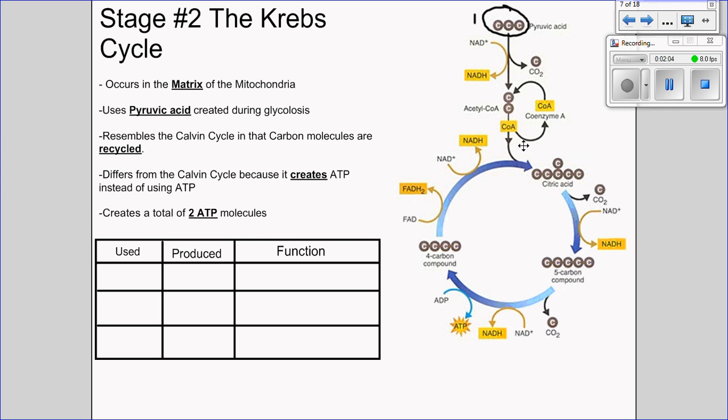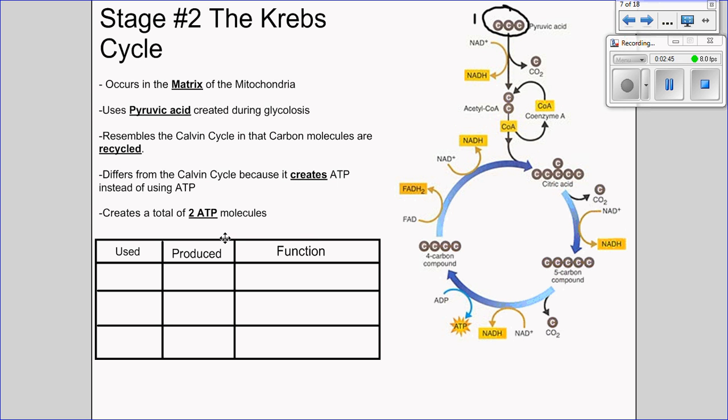Now, if you look, this resembles the Calvin cycle that we talked about in photosynthesis. And it resembles that because if you notice, you have a lot of carbon molecules being recycled. All right, so you've got a 4-carbon compound that eventually will get recycled and be the beginning of the cycle again. So the major difference between the Krebs cycle and the Calvin cycle is that instead of using ATP like the Calvin cycle, the Krebs cycle actually creates it. So the Krebs cycle is what we are looking at to create a few more ATP for the body.